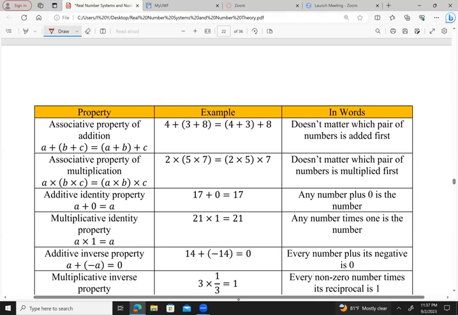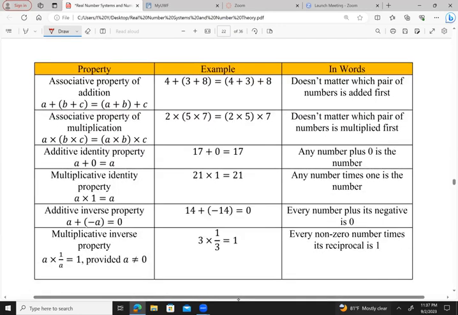Then we have an additive identity. A plus 0 equals A. Any number plus 0 is the number. We have the multiplicative identity property. A times 1 equals A. Any number times 1 is the number. Then we have an additive inverse, which says A plus -A is 0. And we have the multiplicative inverse property, which is A times 1 over A equals 1, as long as A does not equal 0.